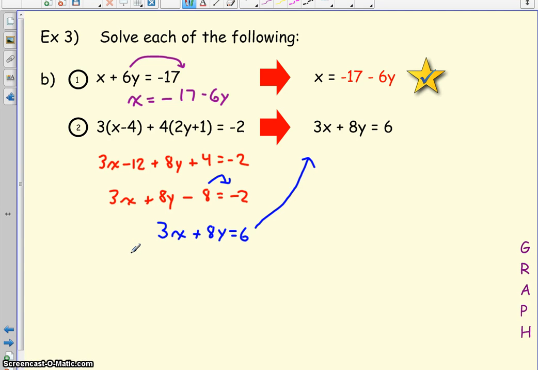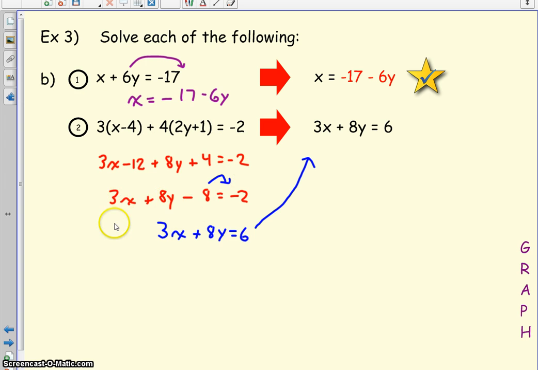Okay, welcome back. So hopefully you've had a chance to simplify these equations and isolate for the variables. With the second equation, I'll start with that one. I used the distributive property here, expanding through the brackets to get this line right here: 3x minus 12 plus 8y plus 4 equals negative 2.